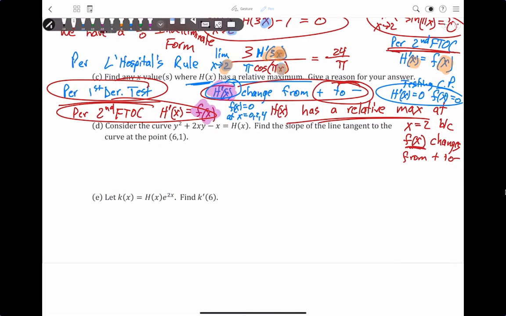Okay, so now let's go to part D. It says consider the curve, all of that is equal to h of x. Find the slope of the line tangent to the curve at 6, 1. Okay, so h of x is the curve, and we're trying to find h prime at this point. That means x is 6 and y is 1.